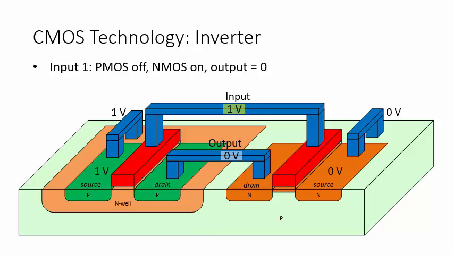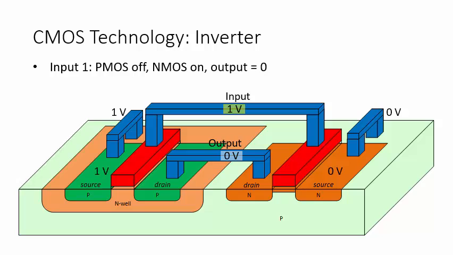Conversely, when the input is 1, it turns off the PMOS transistor and turns on the NMOS transistor. A conducting path connects the 0 volts to the output. The PMOS drain is isolated from the PMOS source. To summarize, when the input is 0, the PMOS transistor is on and the output is 1. When the input is 1, the NMOS transistor is on and the output is 0. This is the inverter logic function.